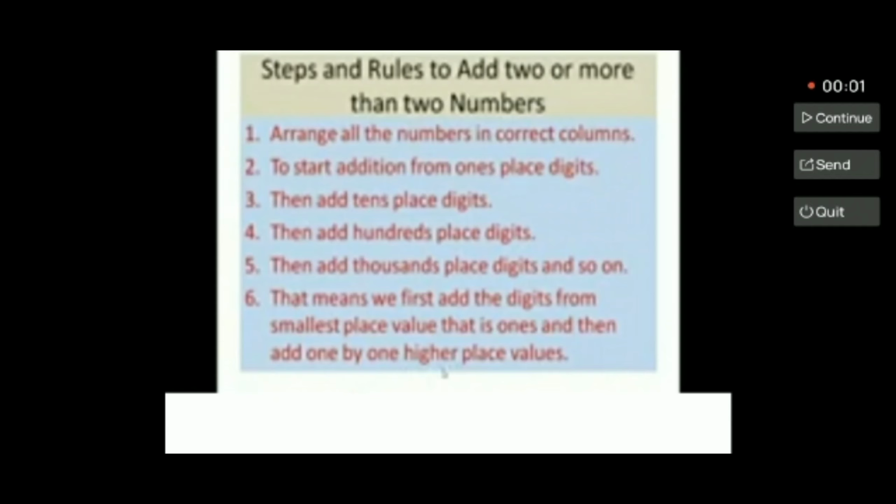Now look at the third one. Then add tens place digits. Then we add the next higher place value, that is the hundreds place value, then the thousands place value, then the 10,000 place value, and so on. Then the last one is, that means we first add the digits from the smallest place value, that is ones, and then add one by one the higher place values. I hope you all understood these rules.